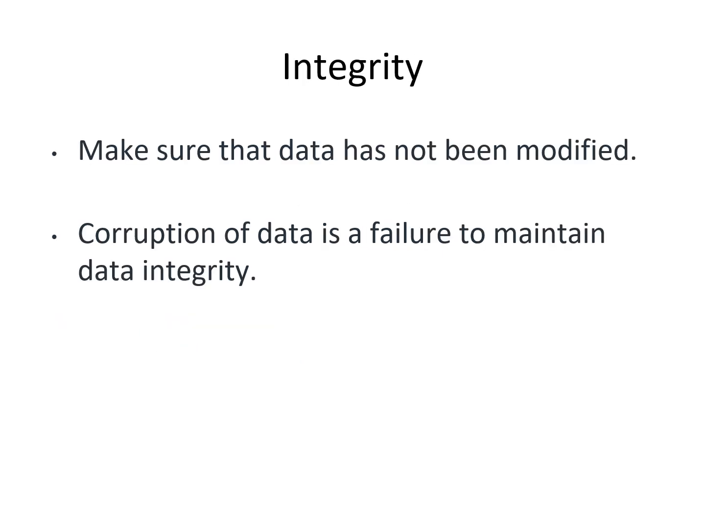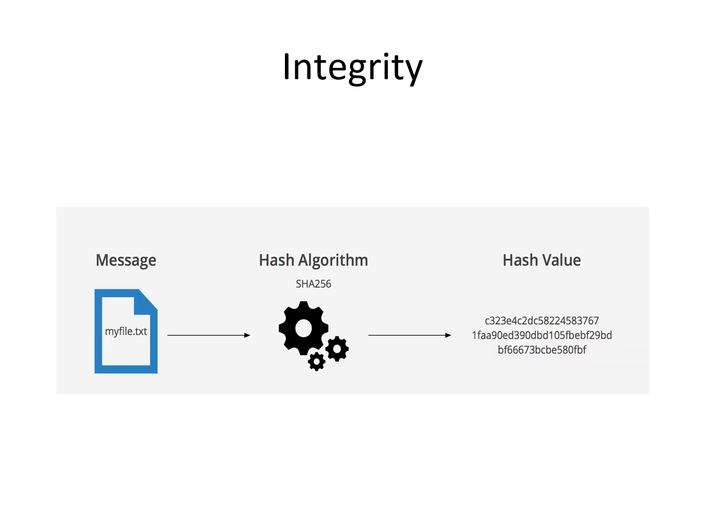Next one is integrity. We have to make sure that no one has modified our messages. Some intruder may open the message and modify the message content. If that happens, then integrity is not ensured in the network. Corruption of data is a failure to maintain data integrity. The algorithms we use to provide integrity are hash algorithms.